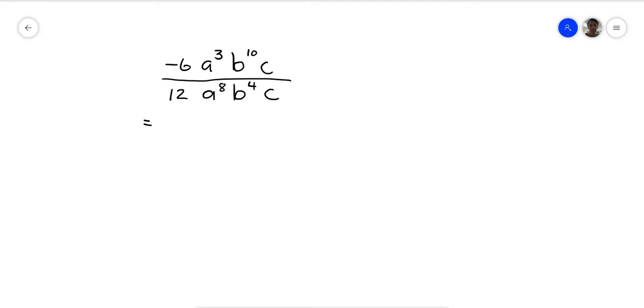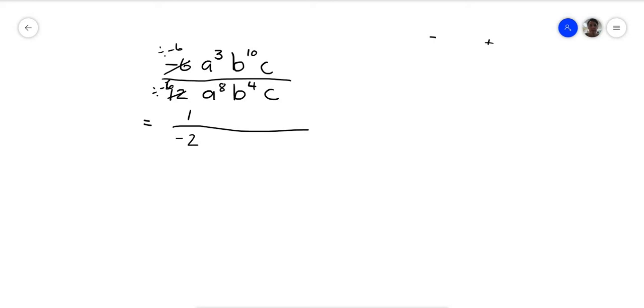Remember, when we divide with our powers, we subtract them, and if we multiply, we add them. So quickly, let's start here. Negative 6 and negative 12, these are the two integers. They are going to be divided by the biggest common factor between them, which is negative 6. So negative 6 divided by negative 6 is going to give me 1, and 12 divided by negative 6 is going to be negative 2.